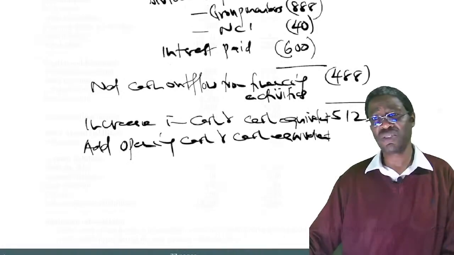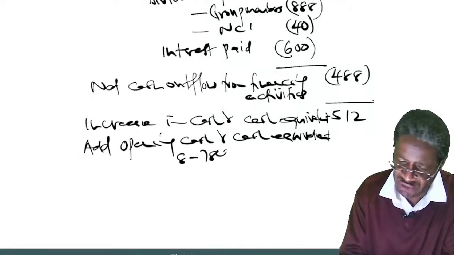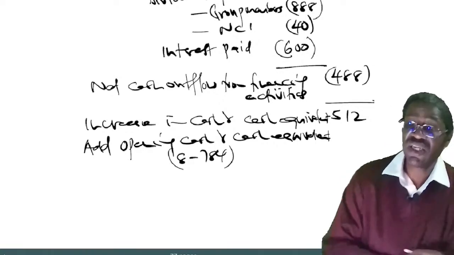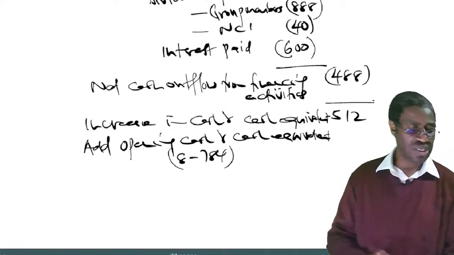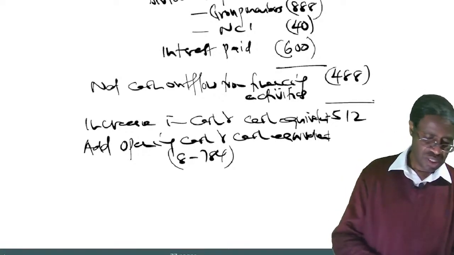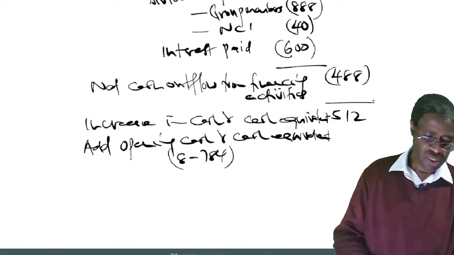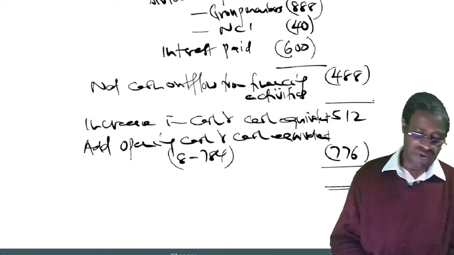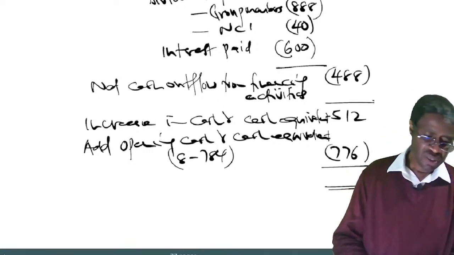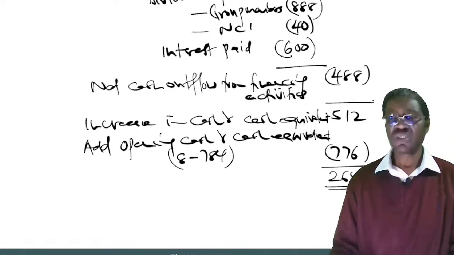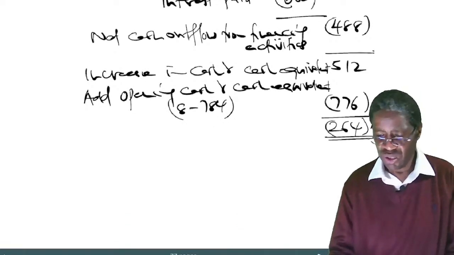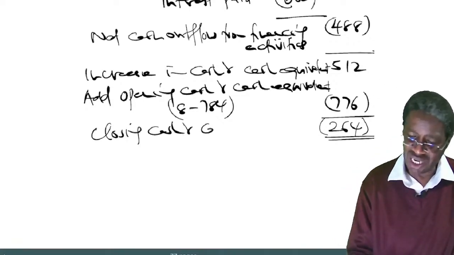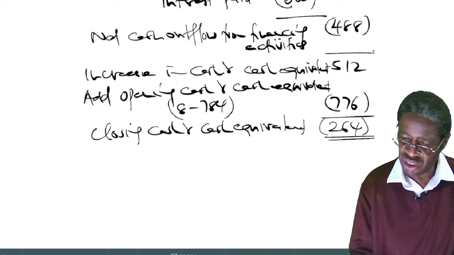So I bring down the opening. I get it this way, 8 minus 784. Our cash is 8 million. Our overdraft is a negative 784. What does it give me? It gives me a negative 776. I minus from 512. I am getting negative 264. That 264 is what we are calling closing cash and cash equivalent.